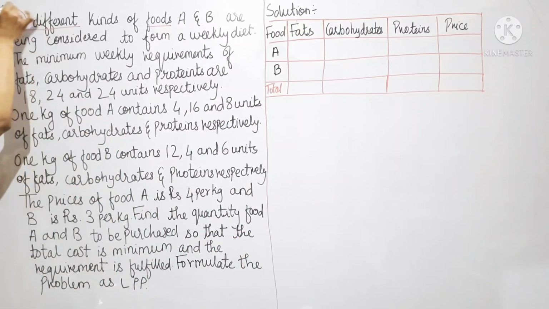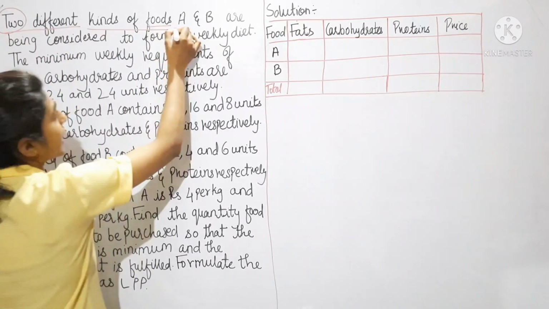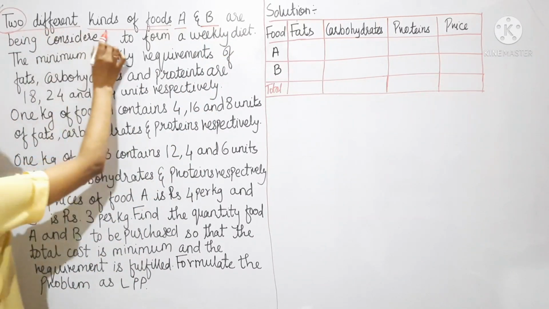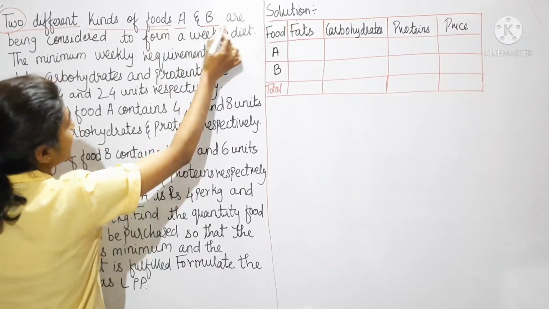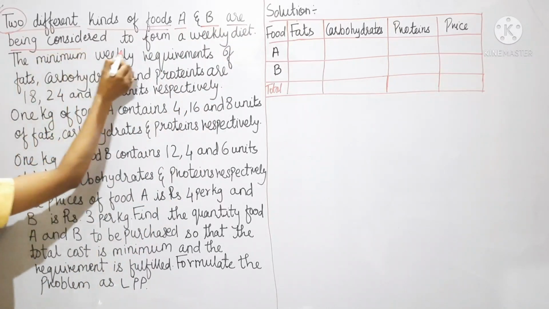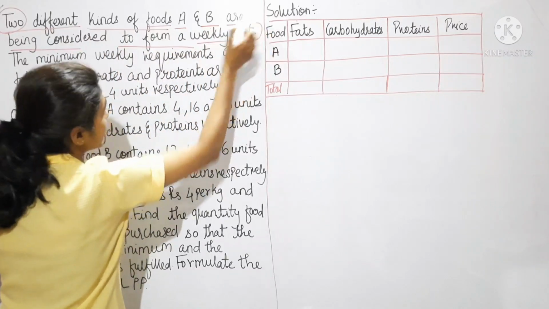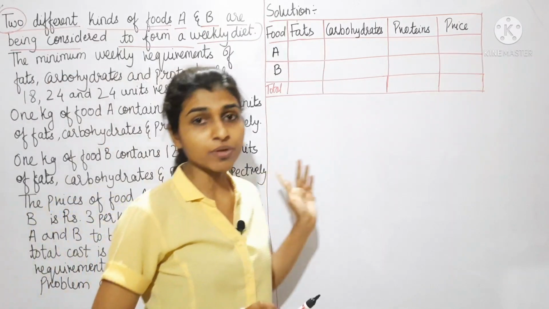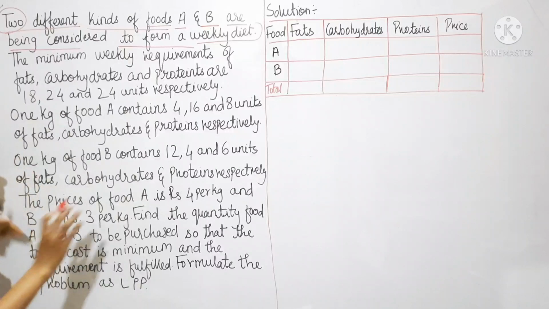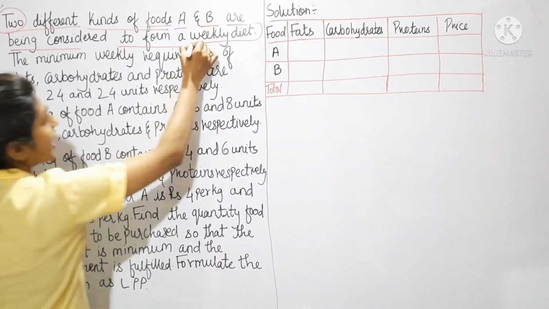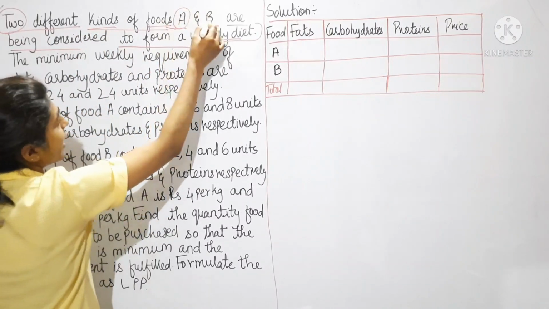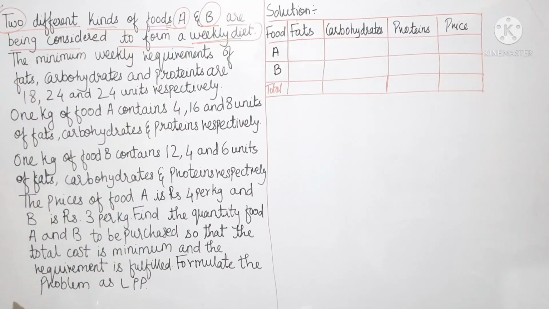So there are 2 different kinds of food, food A and food B. This is the first sentence: 2 different kinds of food A and B are being considered to form a weekly diet. So this is a weekly diet problem, and we have to formulate the LPP. So in the weekly diet there are 2 different kinds of food, the first food is A and the second food is B.